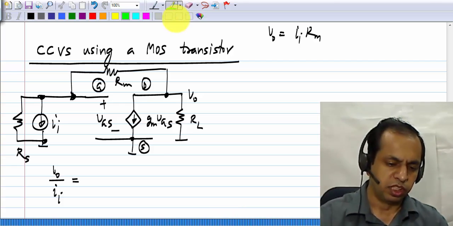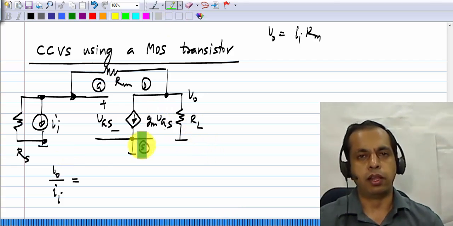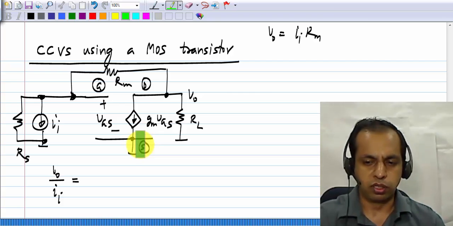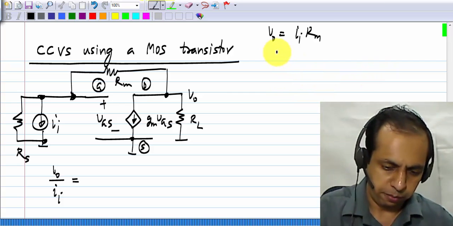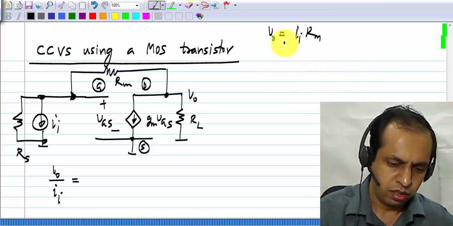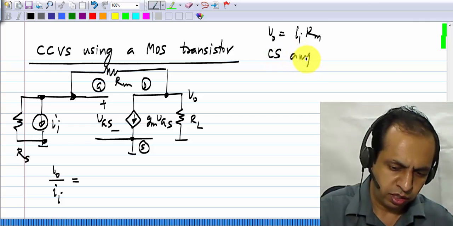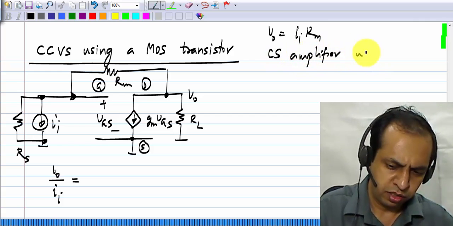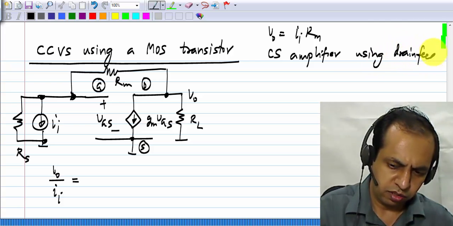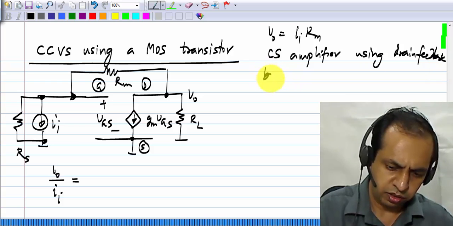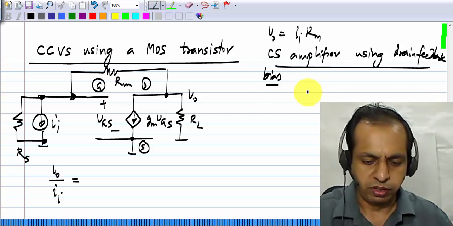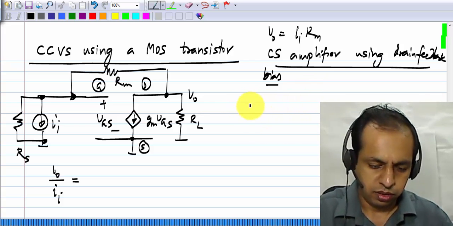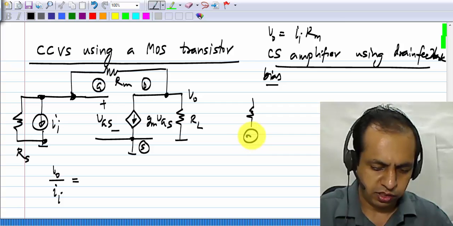Now, this particular circuit, it turns out that we have analyzed this before in a somewhat different form. If you remember long back, we realized a common source amplifier using drain feedback bias. If you recall, the small signal equivalent circuit of that was like this.